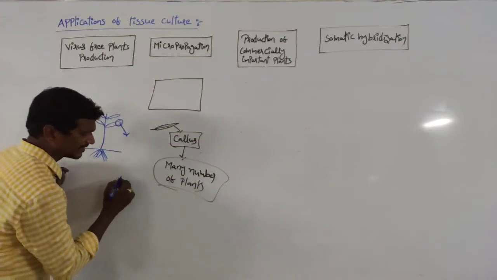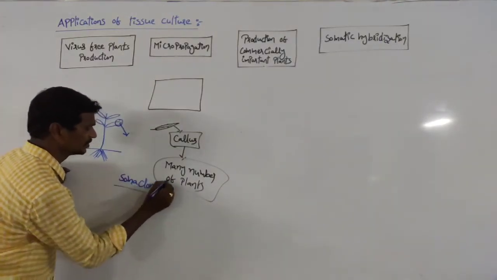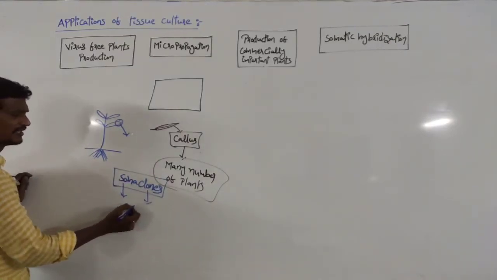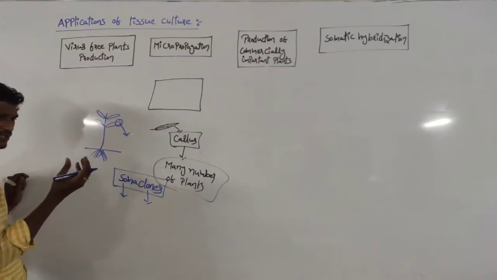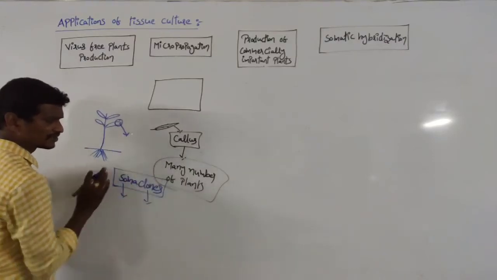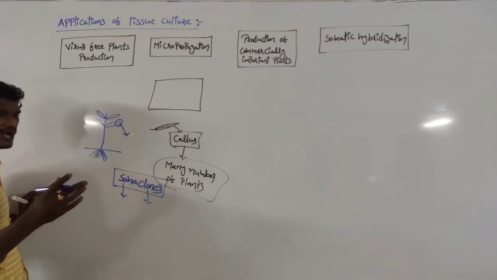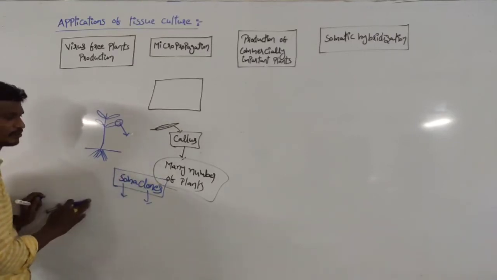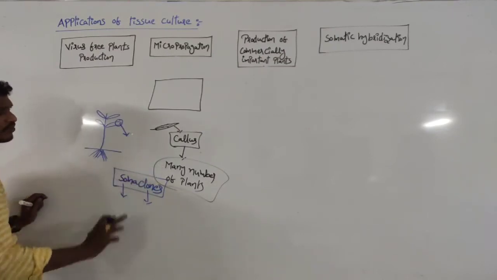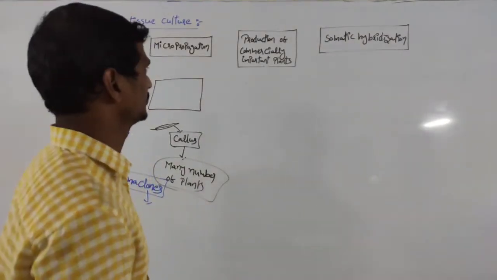So this kind of plants are called somaclones. Soma means body, clones means identical. Because whatever parental source we are taking, the newly produced plants also have the same characters. In the first year we studied about clones, identically the same. Here, in somaclones, we take the body cells and produce the same characters. So these are called somaclones. Right? That is about micropropagation.